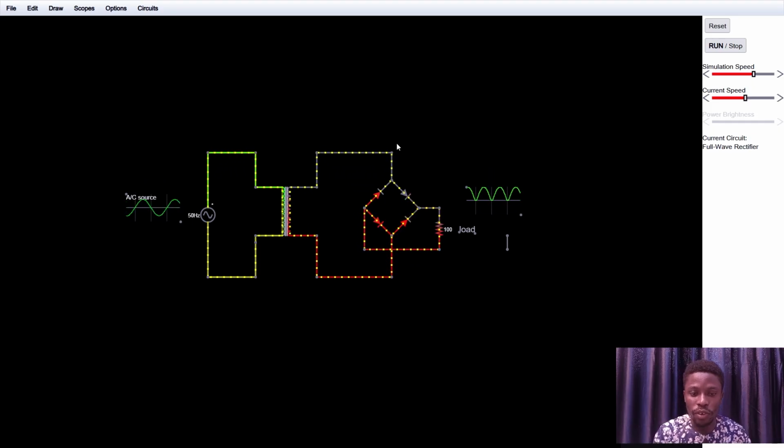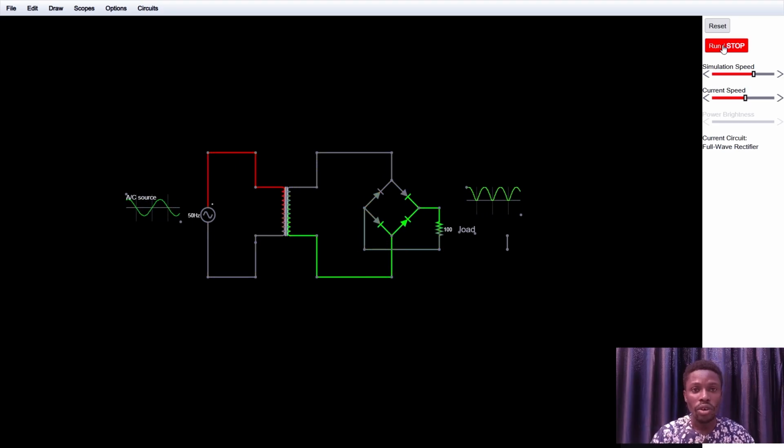Before we move on, look at the flow of current. Do you see that? Then it reverses. So look at the flow of current around this diode. I'll let that run for some time so that you can see it clearly. From here, then it reverses. So at a point, only two diodes are conducting. Let's move to this part, which is one of the uses of a capacitor.